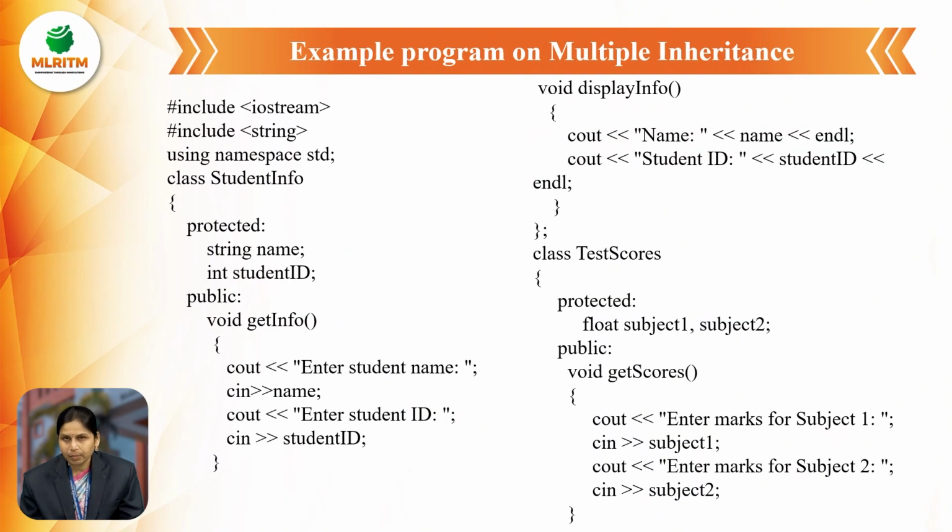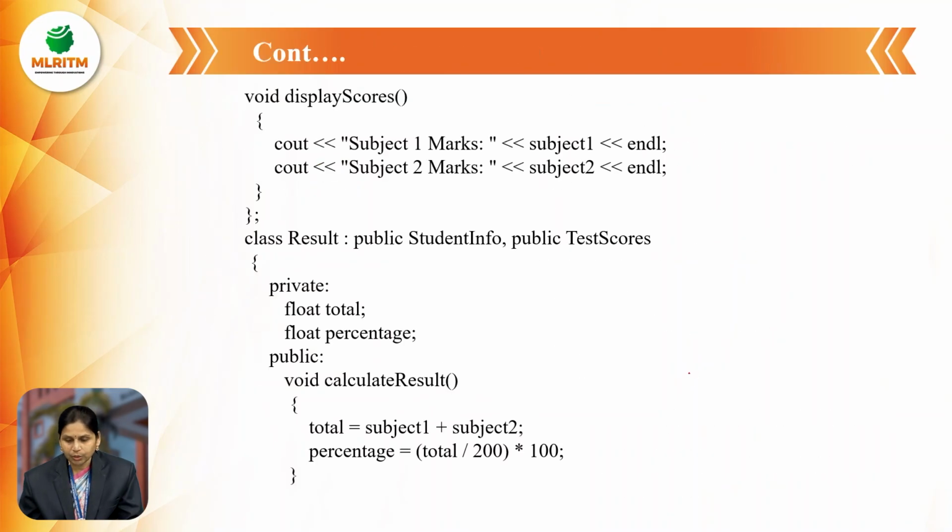Here also I am taking the same example, student information only. First, class student information. It is base class 1. It contains 2 variables and 2 methods, display information and get information. Here we are taking 2 variables, student ID and student name. Next one is test score. It is also base class 2. Now there is no relationship between student information and test scores. These two are individual base classes. It contains 2 variables, subject 1 and subject 2, and 2 methods, get score and display score.